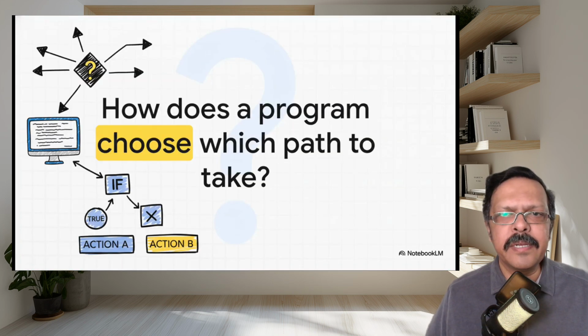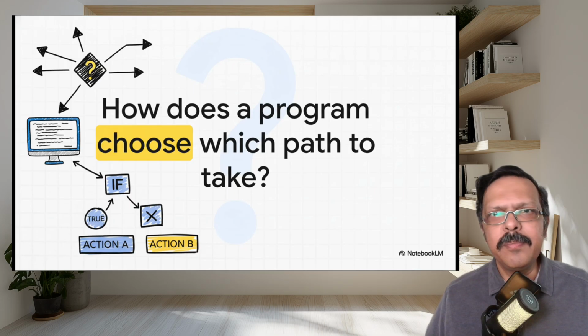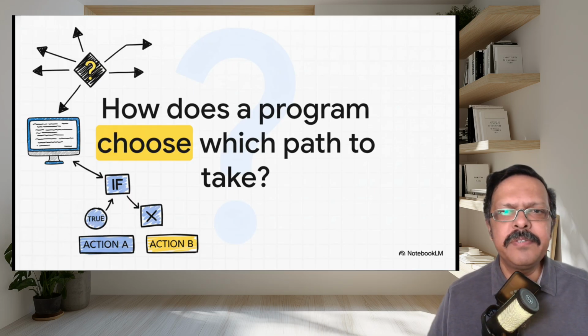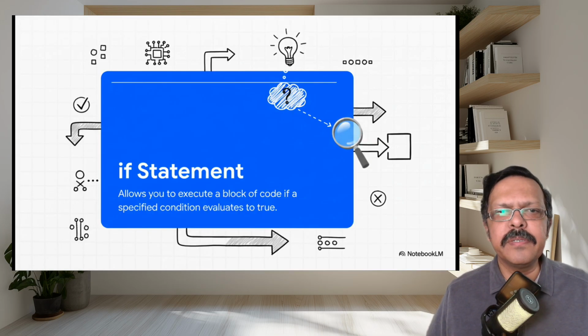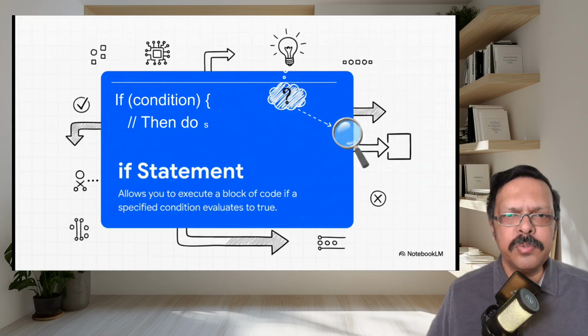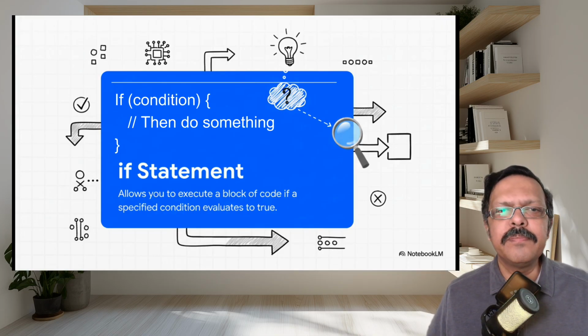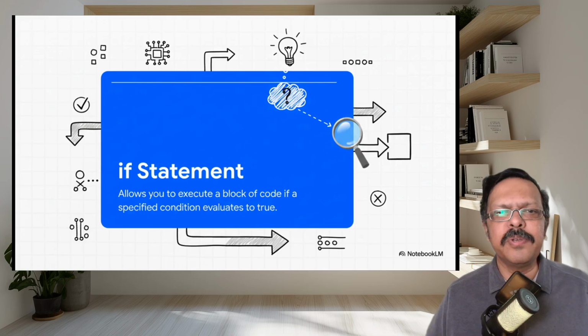Every meaningful program makes decisions, just like we do. And in C, it all begins with the if statement. An if statement is your program asking a simple question. If this condition is true, should I run this block of code? If it's not true, the program just moves on.